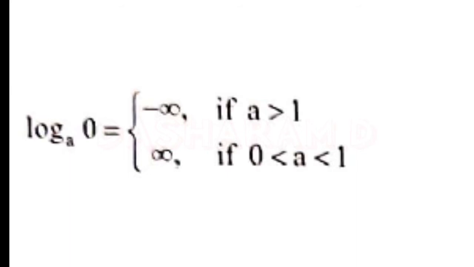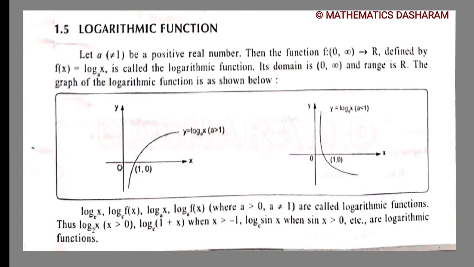Along with these laws of logarithms, you should remember one more: log 0 base a. In 10th class we wrote log 0 base a as undefined, but here the value of log 0 base a can be defined in two ways. When a, the base of the logarithm, is greater than 1, then log 0 base a becomes minus infinity. If 0 is less than a is less than 1, where a is the base of the logarithm, then log 0 base a is plus infinity.